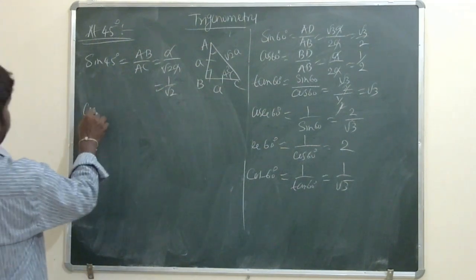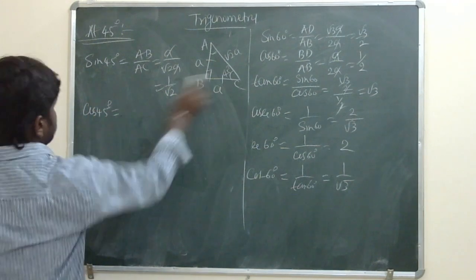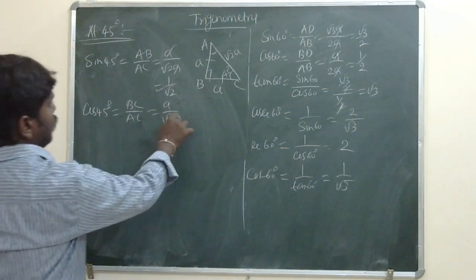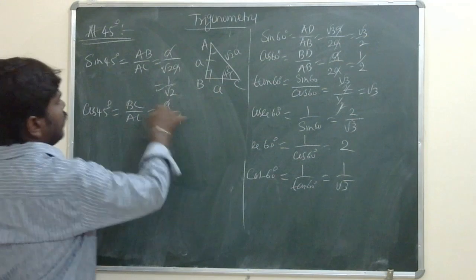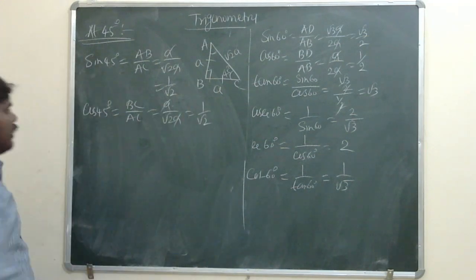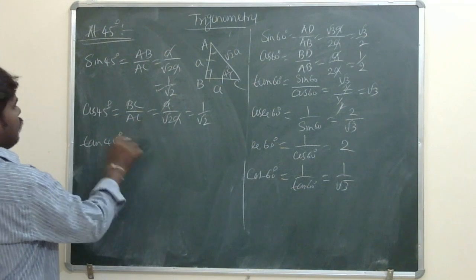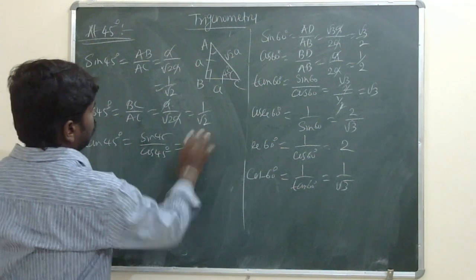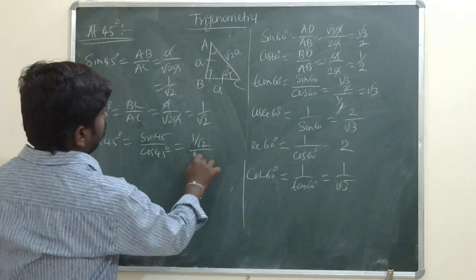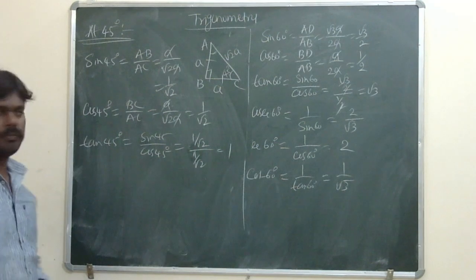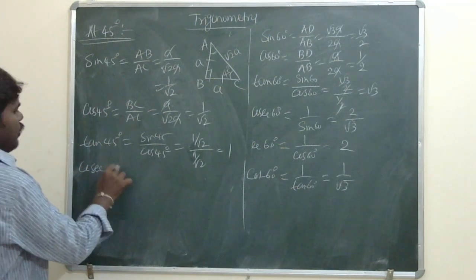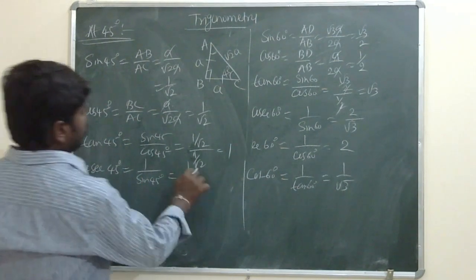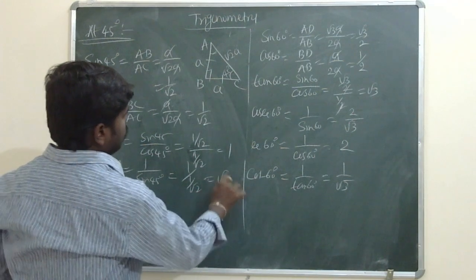Next cos 45. Cos 45 means here adjacent is BC, hypotenuse is AC. So AC value is root 2 A and BC value is A. So here A and A cancel and you get 1 by root 2. Next tan 45, that means here sin 45 by cos 45. So here 1 by root 2 divided by 1 by root 2, both will cancel and you will get 1. Next cosecant 45, that means here 1 by sin 45. So here 1 by 1 by root 2 is nothing but root 2.